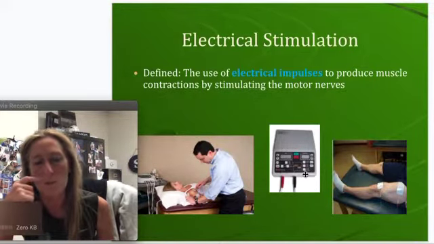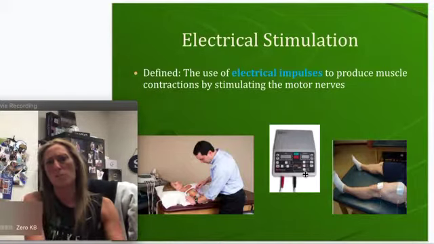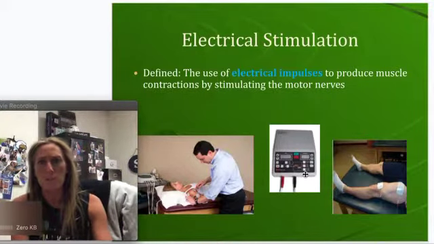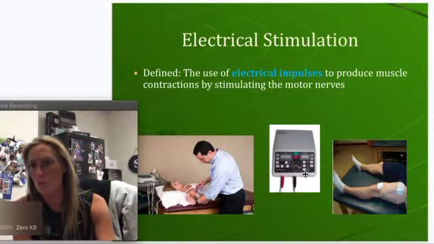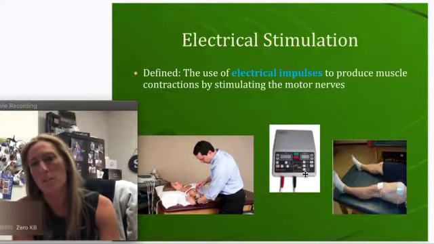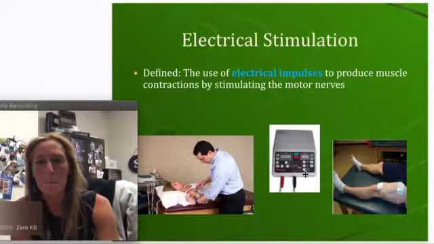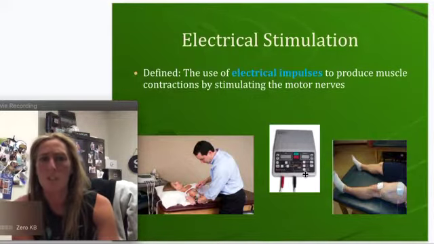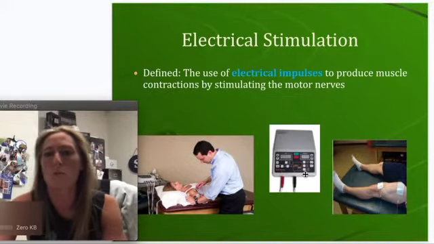This can be used in the initial stages after some type of surgery. Say it's a knee surgery on the quad there. You can see the guy with the E-stim on his quad. It's just firing the muscle without the athlete. It's not voluntary, it's an electrical impulse.